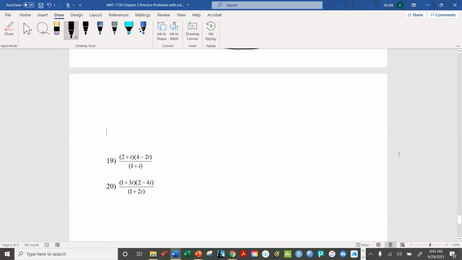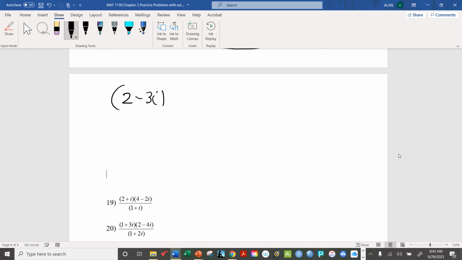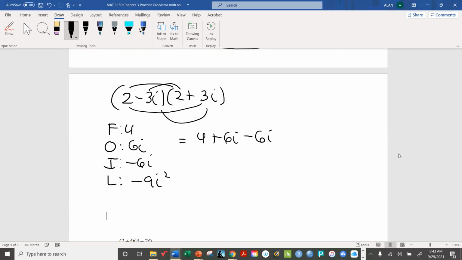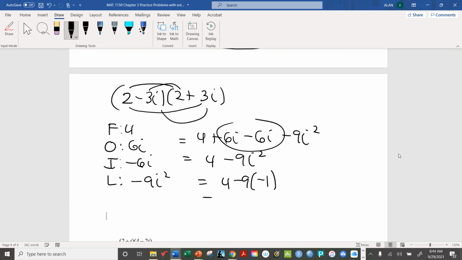The denominator, of course, we know it'll end up being a constant. 2 minus 3i, 2 plus 3i. Or 6i minus 6i minus 9i squared. So these drop out. So our denominator is 13.